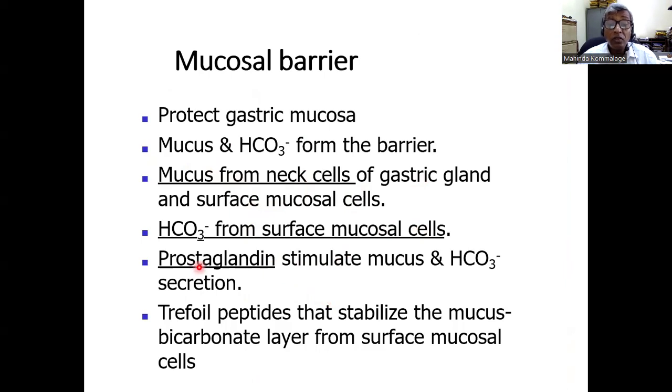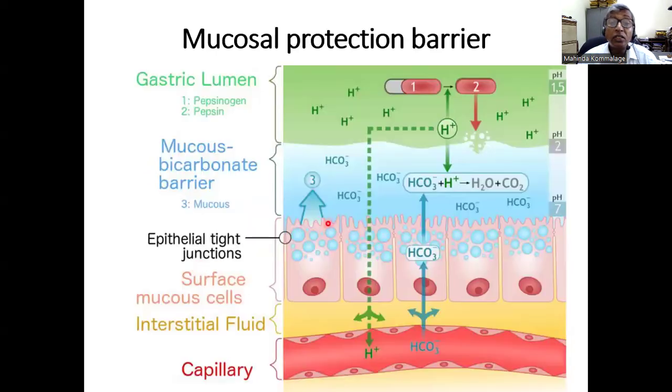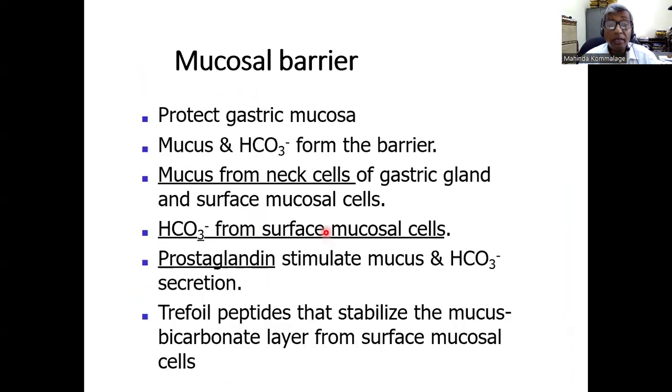Prostaglandin stimulates production of mucus and bicarbonate. So this production of bicarbonate and mucus is stimulated by prostaglandin. Therefore, prostaglandin is an important substance to maintain this protective layer. If we inhibit prostaglandin, probably the production of mucus and bicarbonate will be impaired. We might get gastritis.